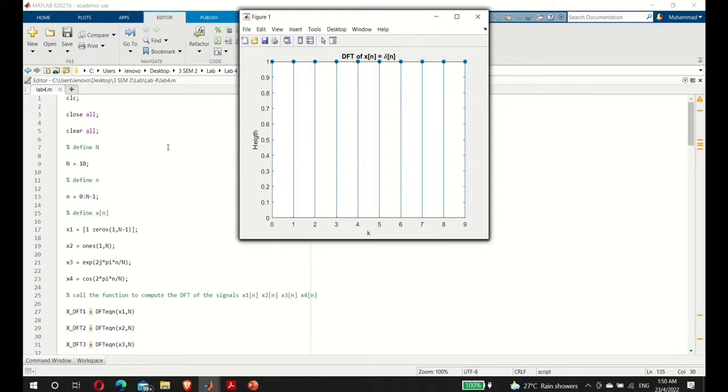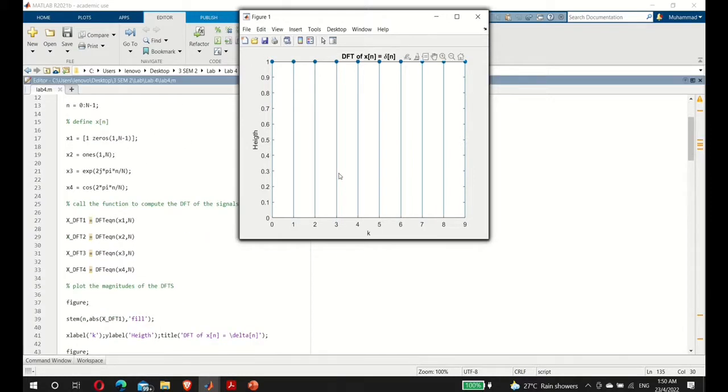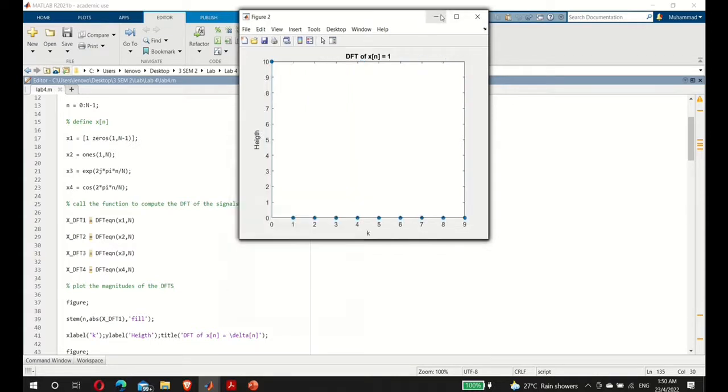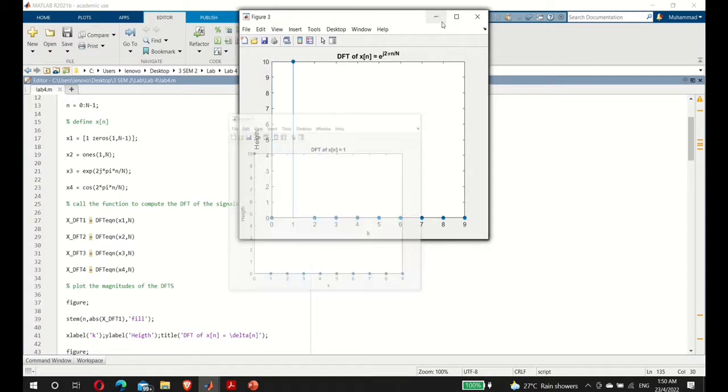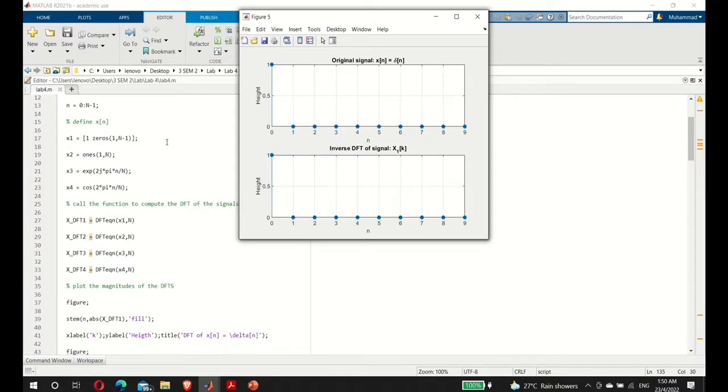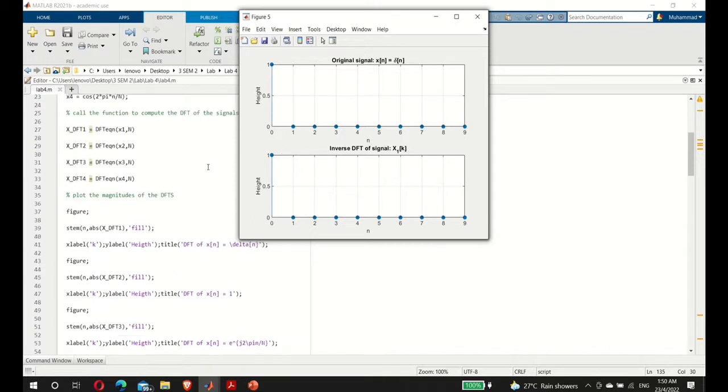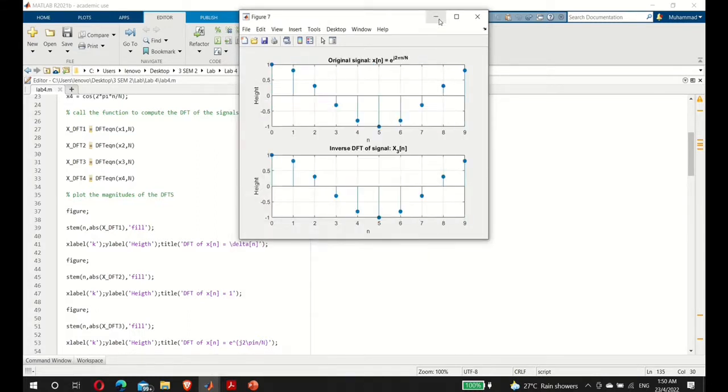First, figure 1 is for x1, x2 for figure 2, x3 for figure 3 and x4 for figure 4. So this is the graph of xn combined with Xk. We can get it like this for the inverse and xn, in figure 6, figure 7 and figure 8. So that's all from me.